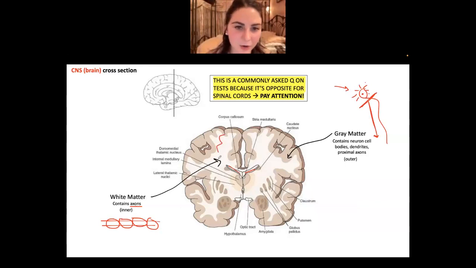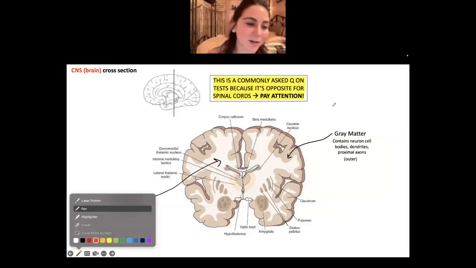In this cross-section, everything white is white matter, so it's inner, and everything gray is outer. This is gray matter. And again, that's in the brain, not the spinal cord. So don't say all of the CNS, just in the brain, the axons are on the inside, and the cell bodies, dendrites, all that stuff is on the outside. The white matter's inner, gray matter's outer. I'm really emphasizing this because the spinal cord is the exact opposite.